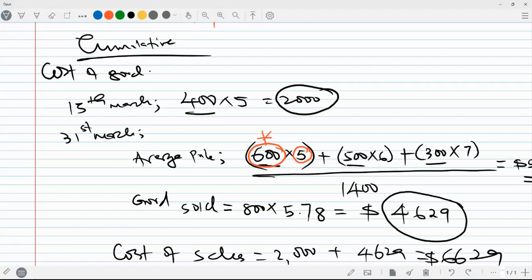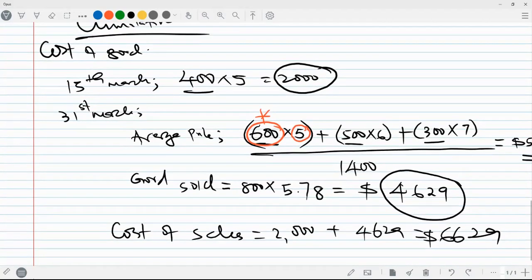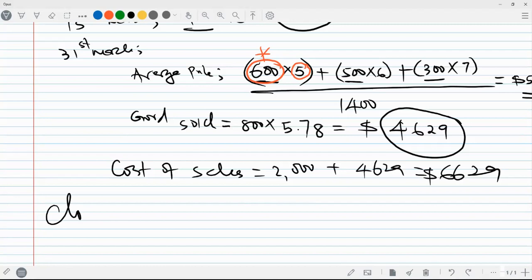Okay, that's the cost of sales. The next we need to determine is the closing inventory value, the closing stock value, under the case of the cumulative method.